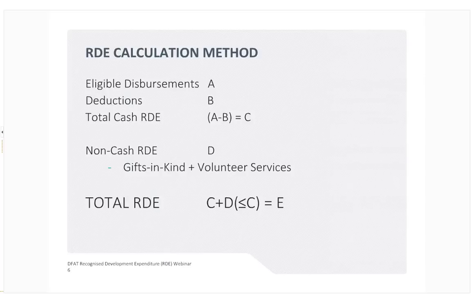Your non-cash RDE is then listed, broken down by gifts in kind and volunteer services. And then at the end, it tallies together your total RDE by taking your cash RDE plus your non-cash RDE, if your non-cash is less than or equal to your cash amount, and that'll give you your total RDE. It's complex. We'll go through it in more detail as we go through the slides.